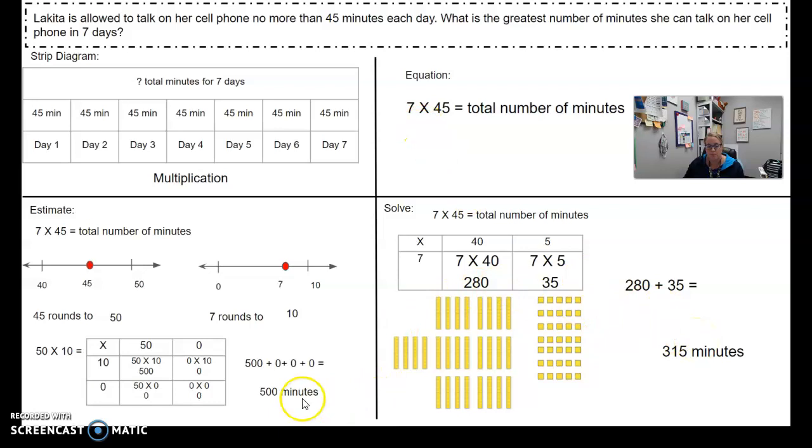And I can check my answer with my estimation. Now, my estimation was 500, and my actual answer was only 315. But they're still kind of close together. They're not like 315 and like a million. They're pretty close together. So I know that I must have done my work the right way.